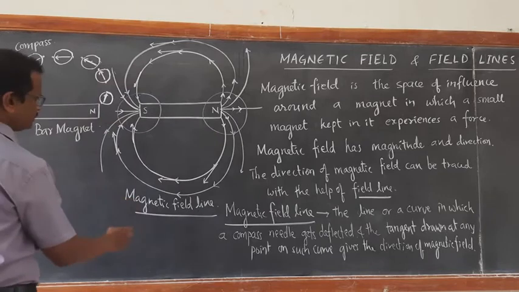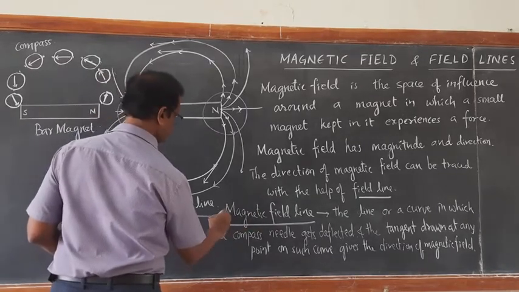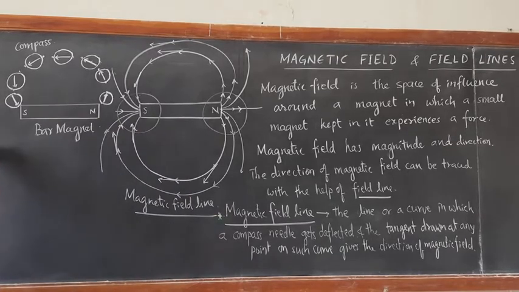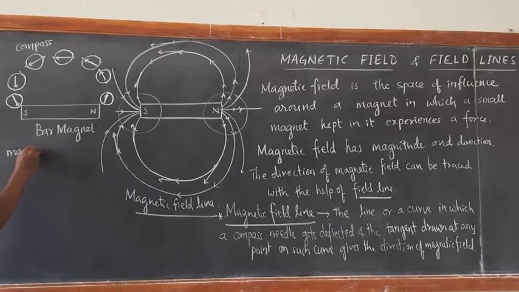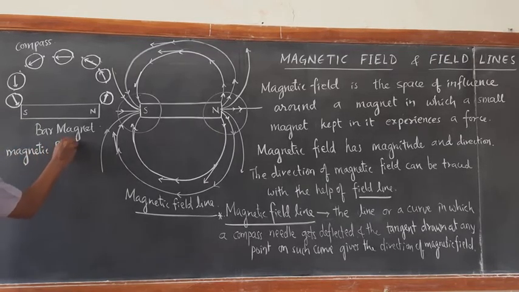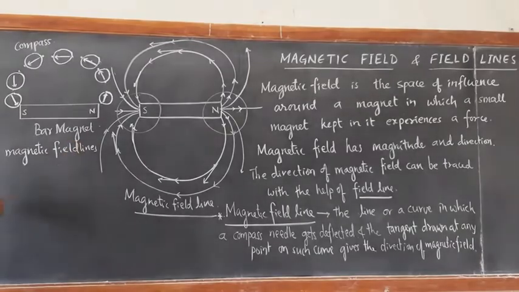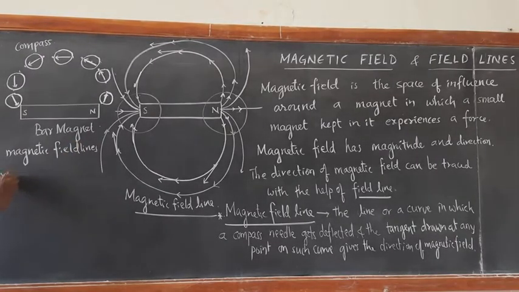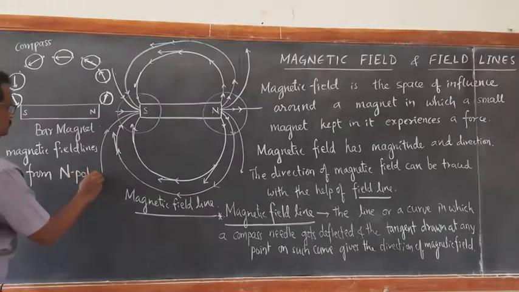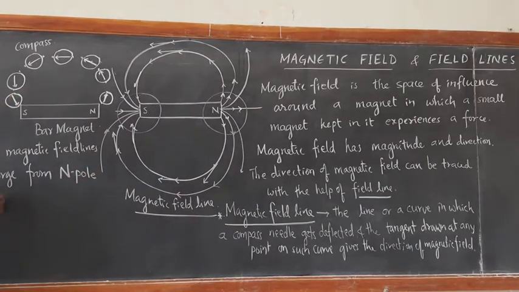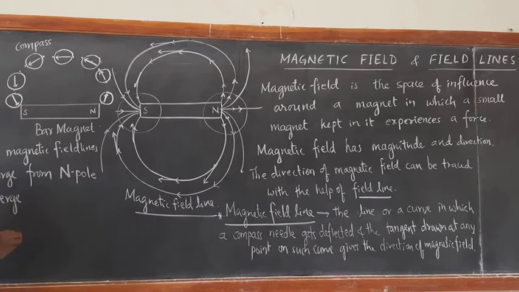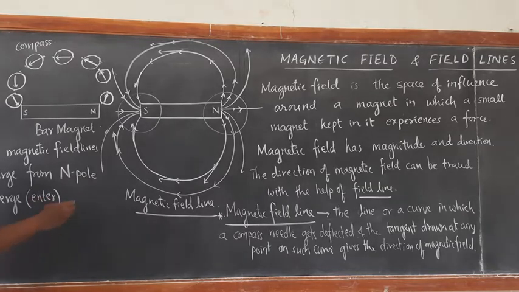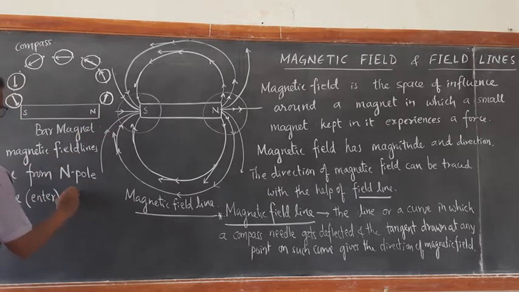So I will write the second property. This is the first property: what is the field line? Second property I am writing. The magnetic field lines emerge from the north pole and merge, meaning enter, at the south pole.